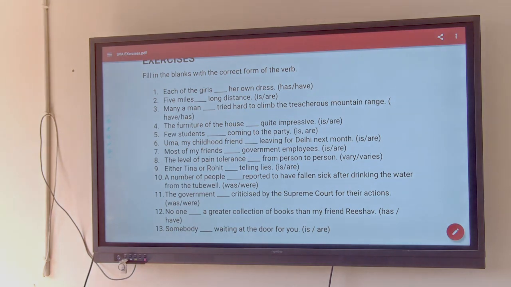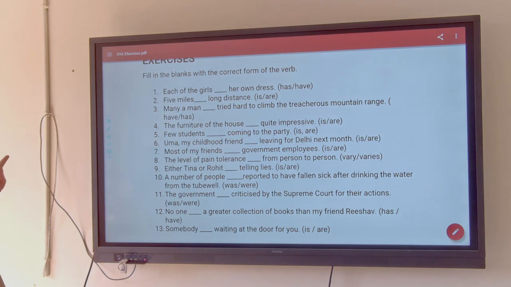Okay, let me read the first sentence. The first one is, "Each of the girls dash her own dress." Now, each of the girls is considered a singular subject, so we use has. Each of the girls has her own dress. Second, five miles. Miles is a plural, written as a plural, but it is considered as a singular identity. So five miles is a long distance.